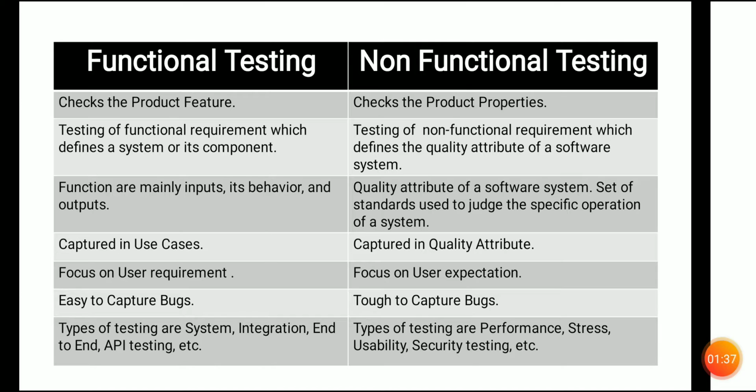It is easy to capture bugs in functional testing. It is not easy to capture bugs in non-functional testing. Types of functional testing are system testing, integration testing, end-to-end testing, API testing. Types of non-functional testing are performance testing, stress testing, usability testing, security testing.